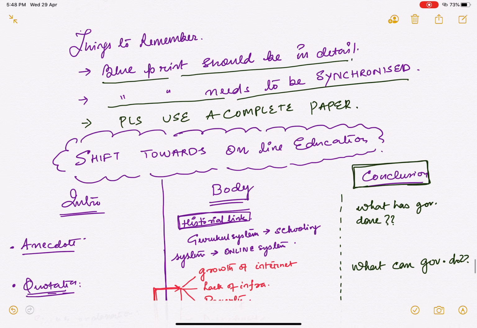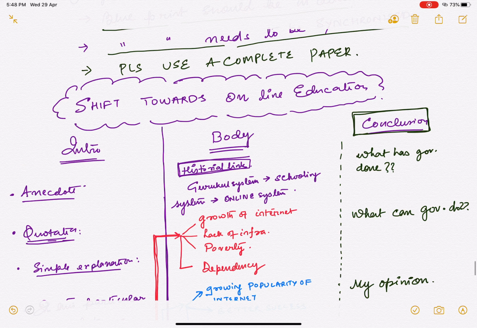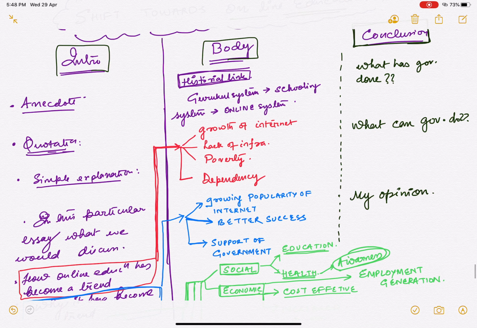Now, first of all, let's discuss a question. One of the questions last week was the shift towards online education. Now, this is the blueprint that I have prepared with intro, body, conclusion. If this is my entire page, then I'll divide this entire page into three parts, with the maximum part given to the body because the body is long.